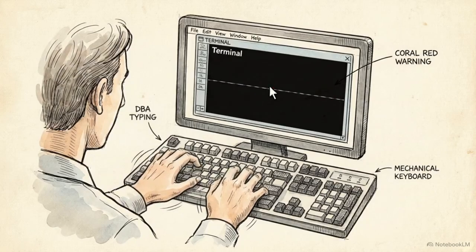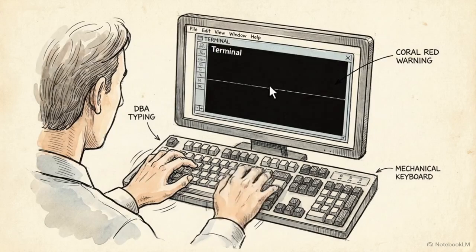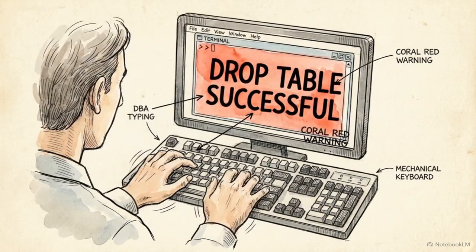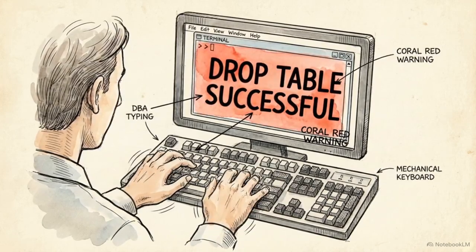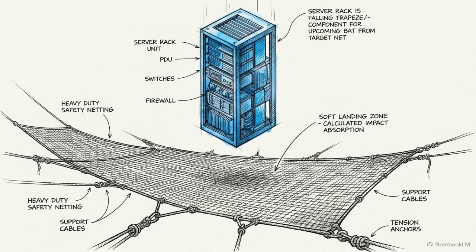Imagine running a high-traffic database, and a single misplaced keystroke drops a critical production table. In a fraction of a second, vital data disappears. This is the specific failure pgBackRest is built to resolve. It acts as an uncompromising safety net, designed to catch the system the moment user error occurs.